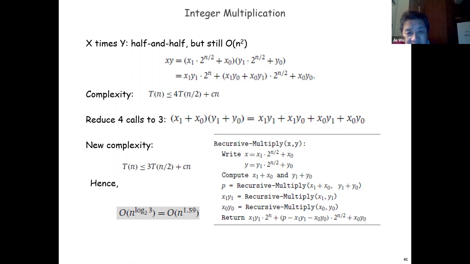But the problem is, with this recursion, what's the complexity? You divide the size of x and y by half. So suppose T(n) is the complexity of x times y. Now you have four copies of a half-size problem, so it's four times. It turns out this will not really help you. With some simple calculation, it turns out to be n squared, the same complexity as the original one. So this divide and conquer doesn't really help you.